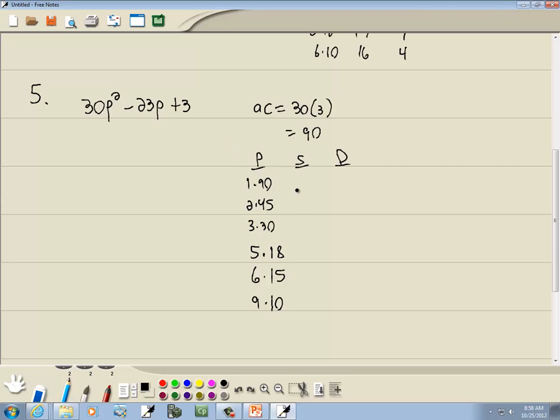So if you don't see your 23, you go through and check whether you added and subtracted and wrote down all of your products correctly. And if you did, then that means it's prime. It can't factor. The S column, we'll add these together.